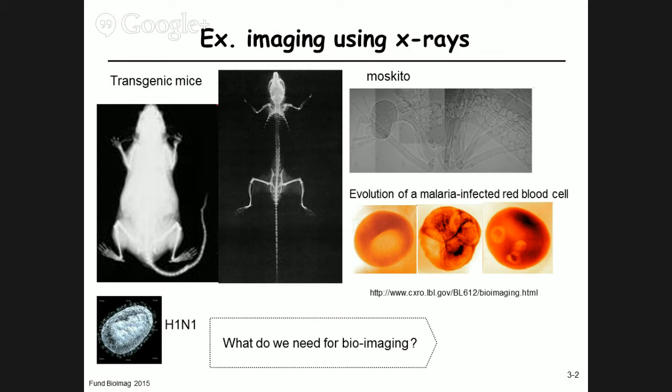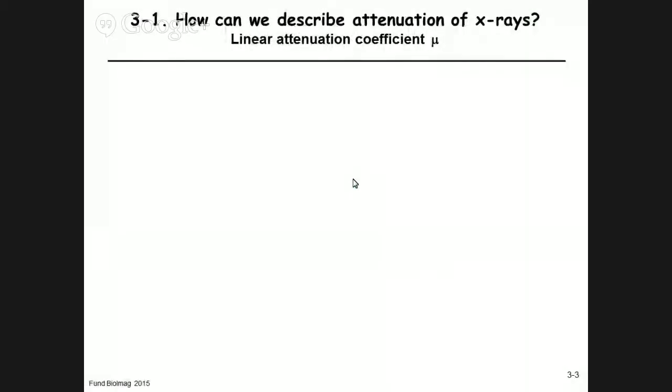So we need contrast. And in this case, contrast is absorption of X-rays. We've already seen some examples. We see the differences between bone and tissue. We see the difference between a mosquito and air. We see also here differential absorption of X-rays. So how can we describe the absorption of X-rays?